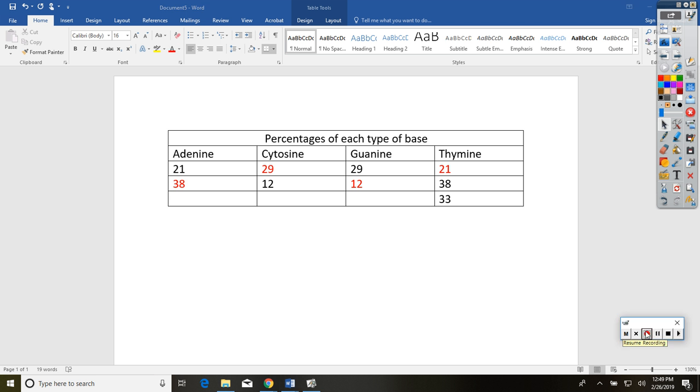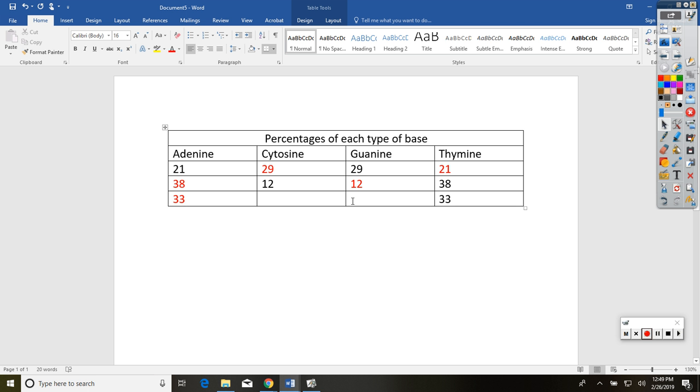Again, an easy way to check this is always to see if it adds up to 100, and if you take 38, 12, 12, and 38, it will add up to 100. Last but not least, if we look in the bottom row here, they're only giving us one number, and that is the percentage of thymine. So we know that thymine and adenine are equal, which means if I have 33% thymine, I will have 33% of the adenine. But they haven't given us any numbers for the cytosine or the guanine.